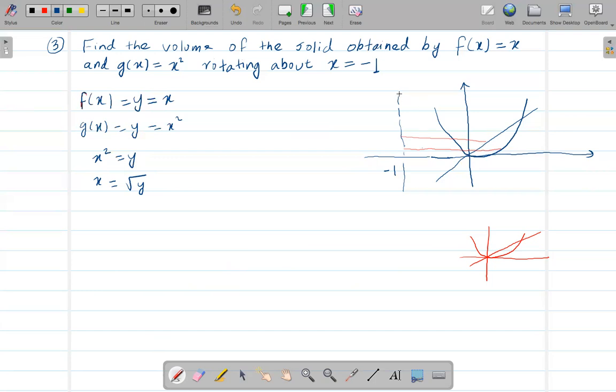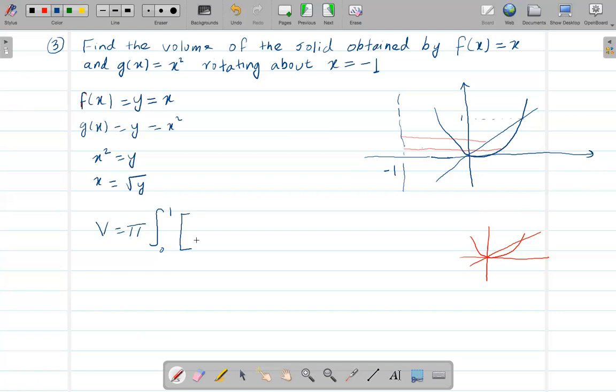Since now we are looking at a vertical line that is rotating through a vertical line, what we're going to do with the volume is, again, a similar idea, but now everything is going to be in terms of y, okay? So it's from 0 to 1. If you look through the y-axis, this point is also going to be 1. So that's why 0 to 1, okay?